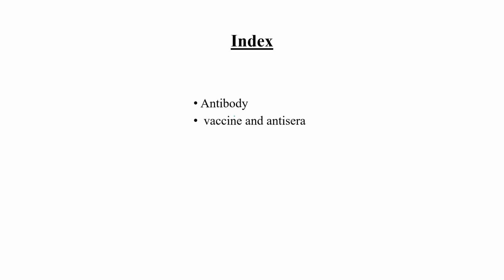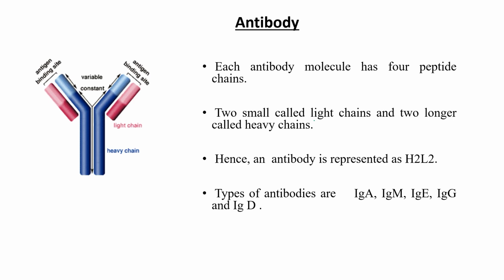In today's video lecture, we are mainly focusing on antibody, vaccine, and antisera. So, what is antibody? Antibody molecule has a 4-peptide chain. This molecule is having 4-peptide chain. As you can see, this is a Y-shaped structure. So antibody is having a Y-shaped structure.